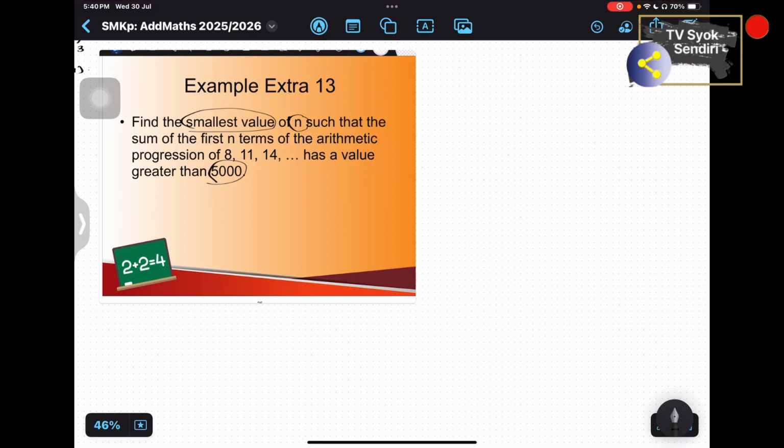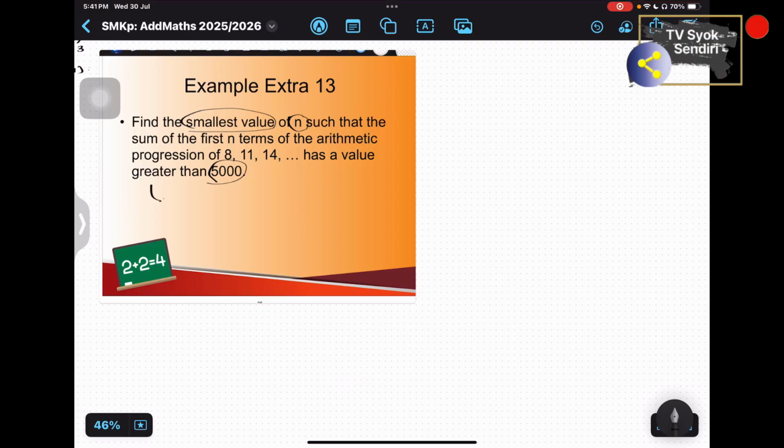This one inside the class, I already mentioned to you that I don't like to use the equal sign. Because when you are equal, then when you want to decide after you get your n, you are in a dilemma. Should it be greater or should it be smaller? So that's the reason why I don't like to use the equal sign. I will directly use the inequality like it mentions inside the question.